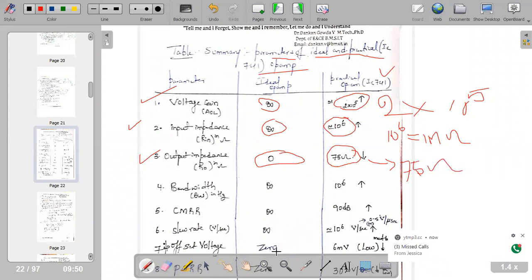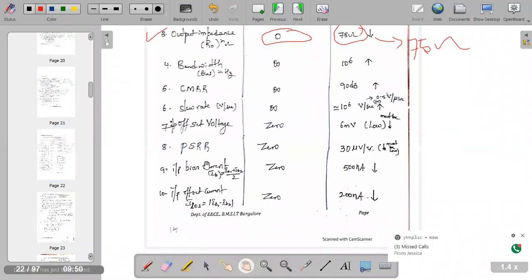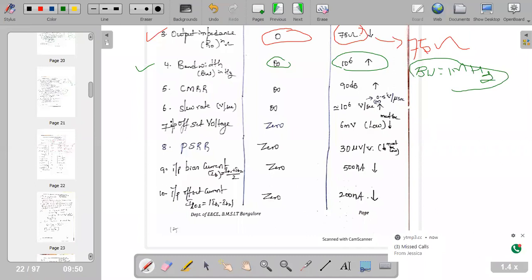Again, when it comes to bandwidth, ideal op-amp bandwidth is very large. Ideally it is infinite, practically it is 1 megahertz. The bandwidth of a practical op-amp is 1 megahertz, which means it can amplify a signal in the range from 0 to 1 megahertz.